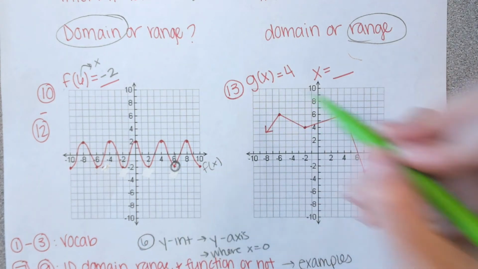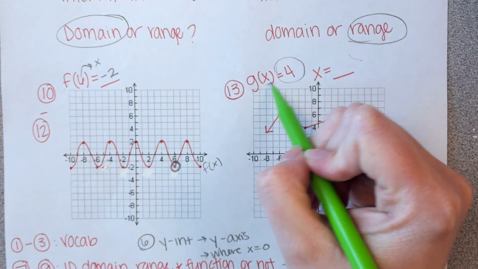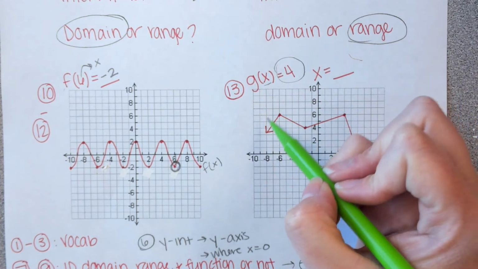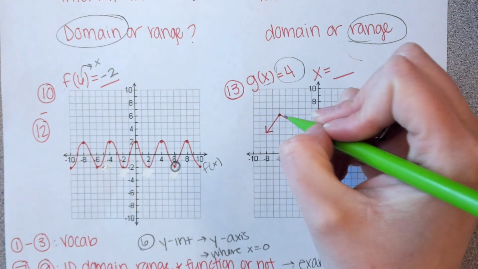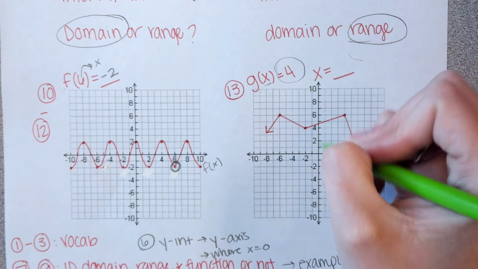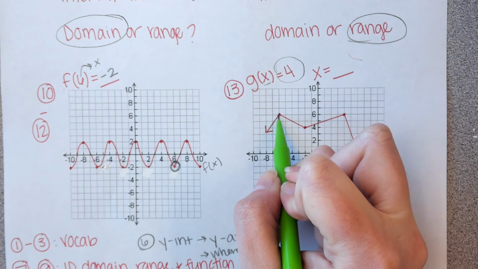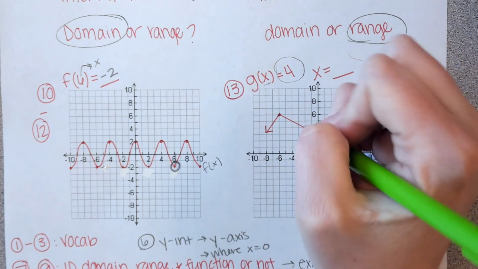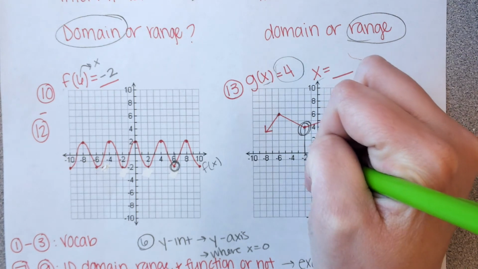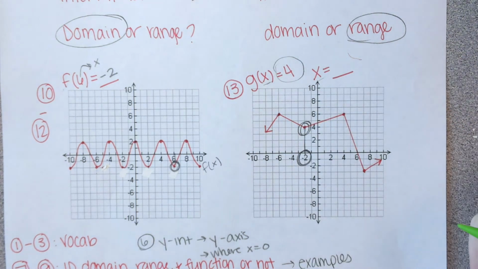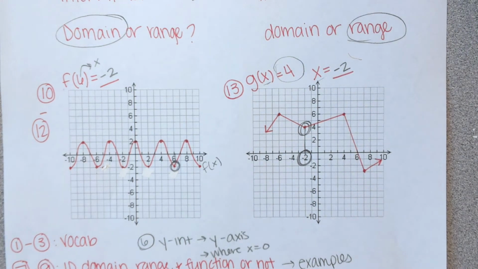Number 13 is the opposite. It tells you the y value, and it wants you to find the x. It wants you to find the input. So we're going to look at the graph. Let's follow it and see where it hits positive 4 on the y. So this time we're looking at the y. This one is at positive 6. This one's at positive 4. So this is the one we're looking at. We want the x value. So we're going to go straight down, and our x value is negative 2. So x equals negative 2. All right?